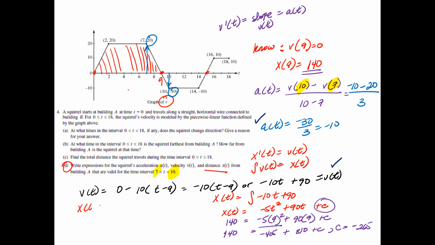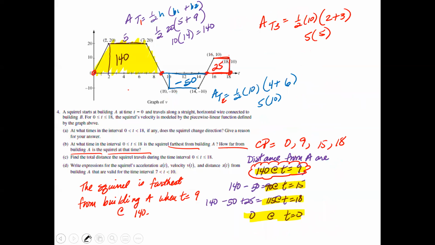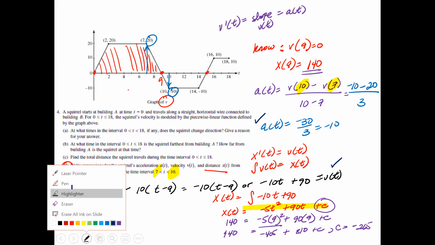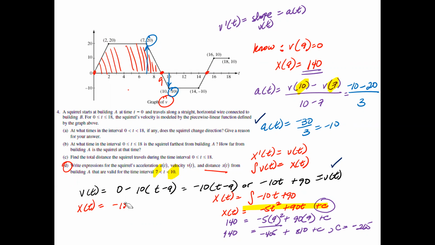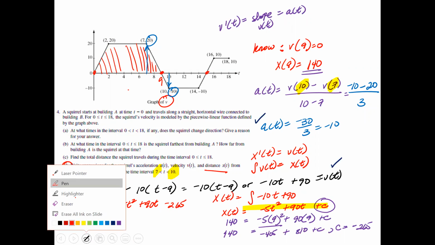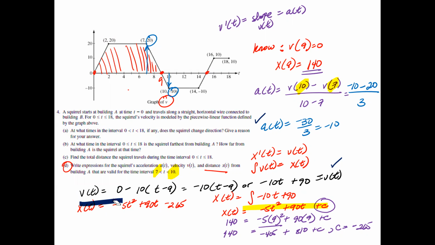So then here's my x of t. X of t is equal to, going back to the original equation before I was finding c, negative 5t squared plus 90t minus 265. And this right here is going to be your answer for x of t. Here is your answer for v of t, and here is your answer for acceleration, a of t.